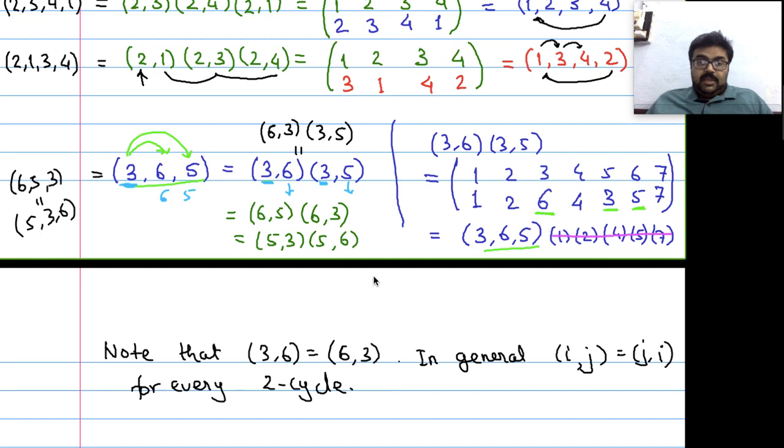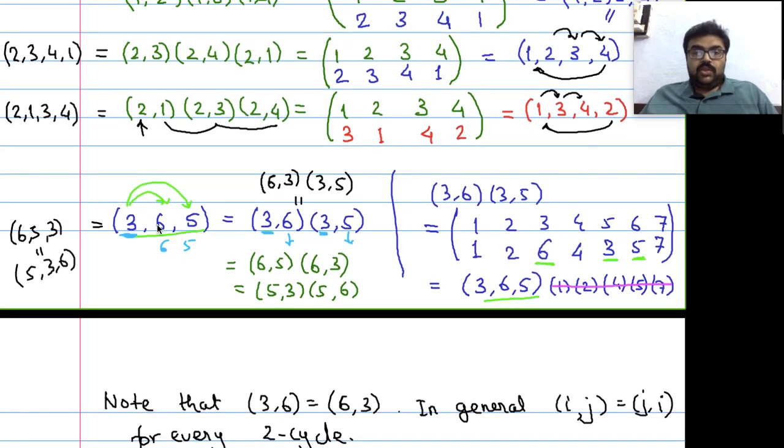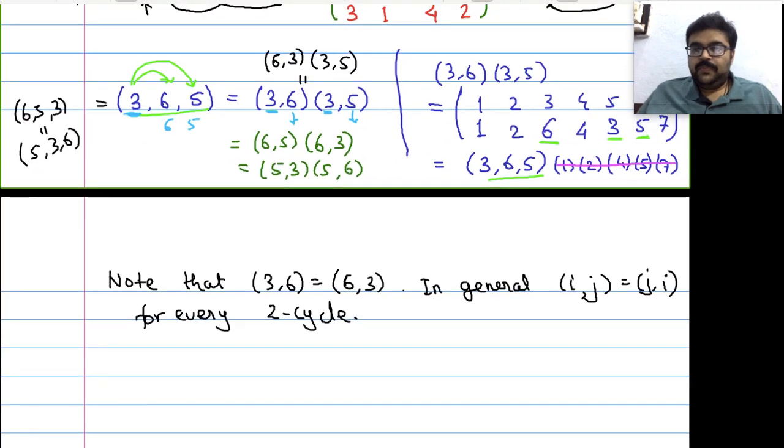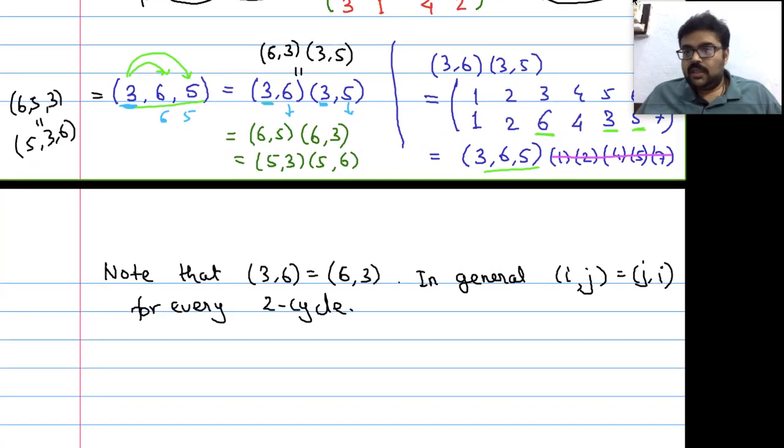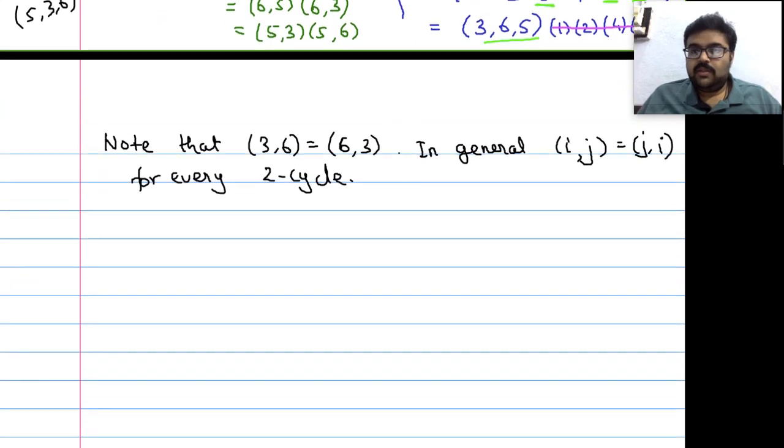So this cycle can also be written as a product of 2-cycles. That means, can we write every cycle as a product of 2-cycles? That is the general exercise. Again, I'm going to leave it as an exercise for you, and I'm giving you a hint. Let me state the theorem.